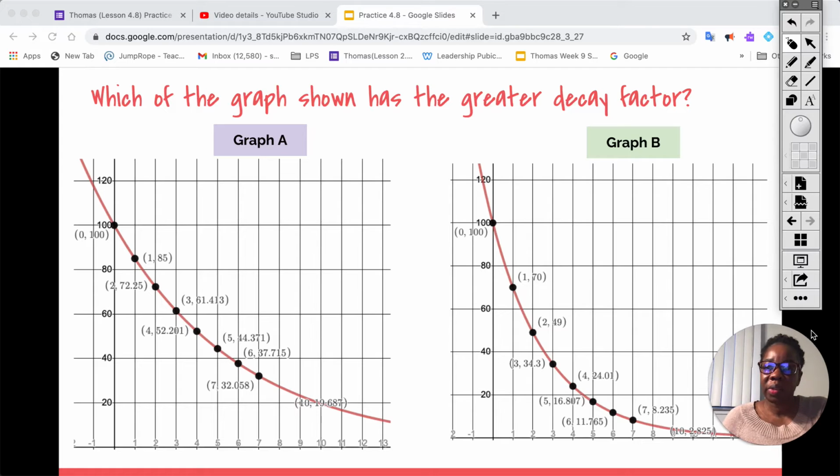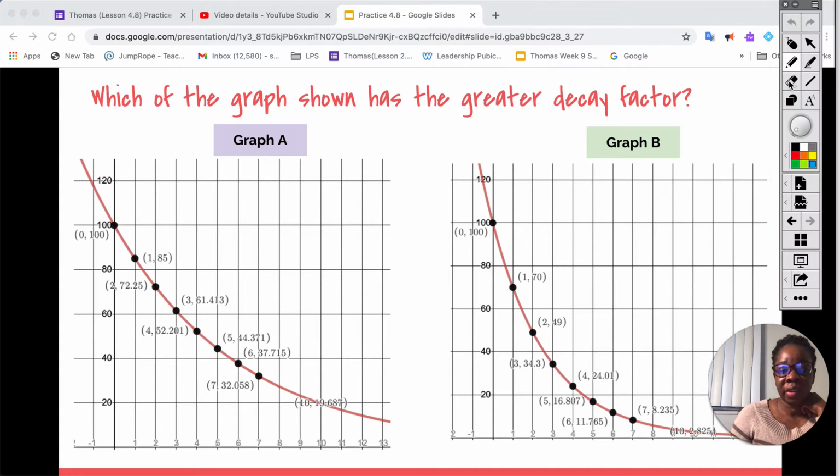All right, so this question says, which graph has the greater decay factor? Graph A or graph B? And we want to start by just looking at the basic characteristics of the exponential graph or function. So one, identifying the initial value, which is 100 here. So that's where it's crossing the y-axis, so initial value.